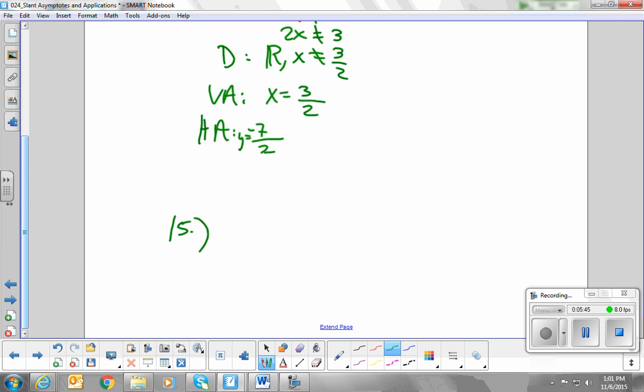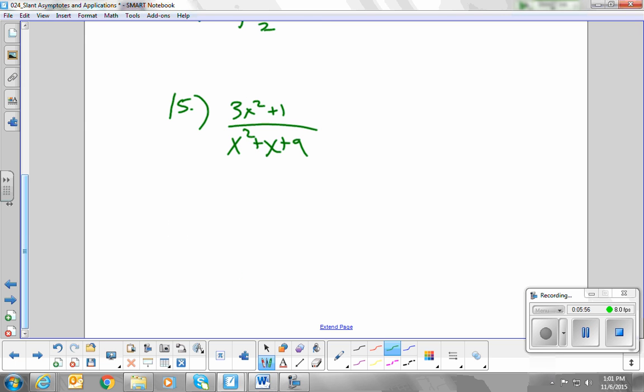Yeah. 15. 3x squared plus 1 over x squared plus x plus 9. Okay, so factor that bottom there. Well, it multiplies to 9 and adds to 1.